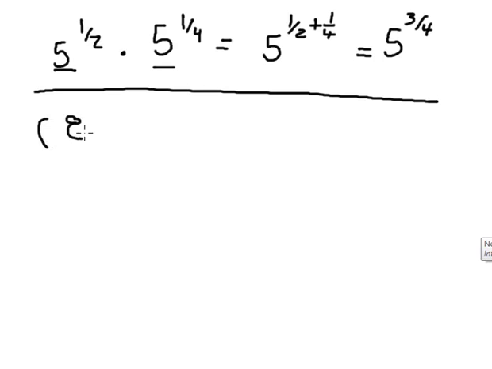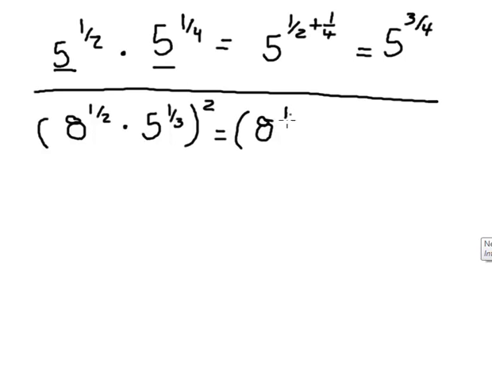Let's say I have 8 to the 1/2 times 5 to the 1/3, all raised to the second power. Now, I can't multiply these the way I did the 5s because they don't have the same base. Now, this is a multiplication sign, and so that means I can apply this square to both of these items. If I'd had a plus, I'd have to FOIL it out. But with the multiplication sign, I can just apply that square to both of them.